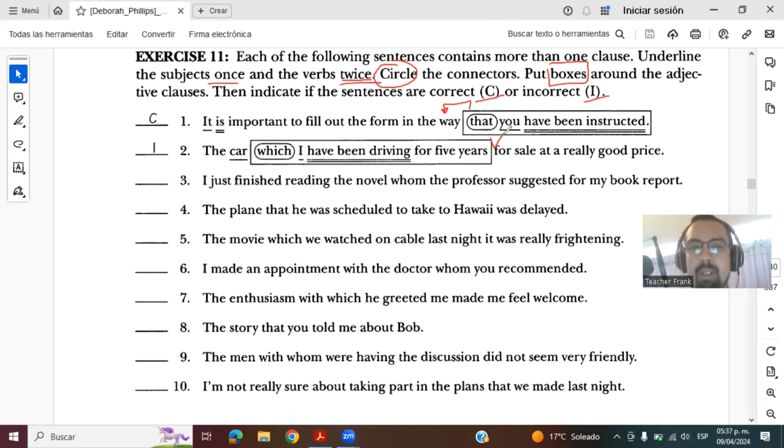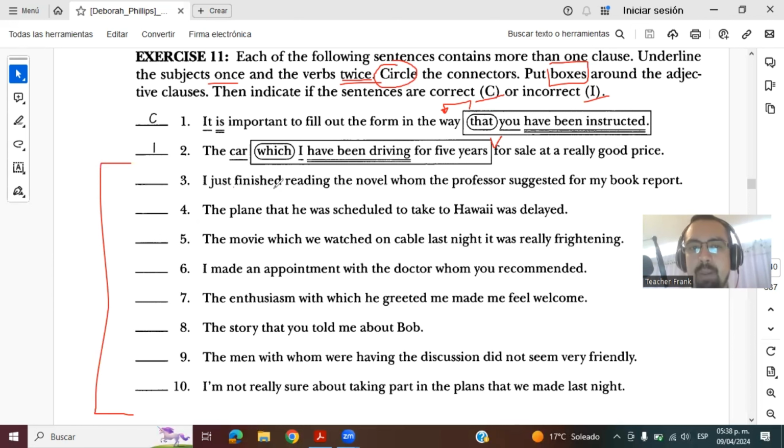Okay, so now do number 3 to 10. Pause the video, please, and we will check it in a moment, okay? All right, let's check it. Number 1 says, I just finished reading the novel whom the professor suggested for my book report.